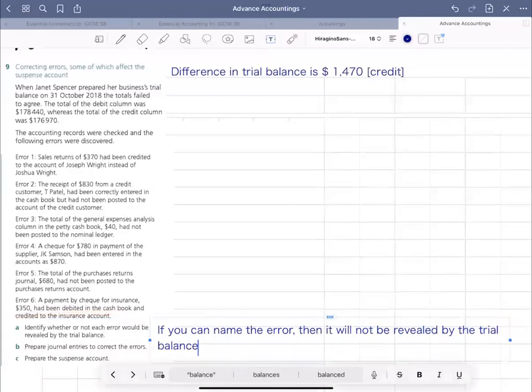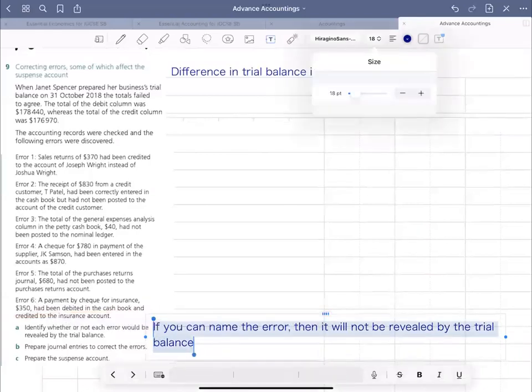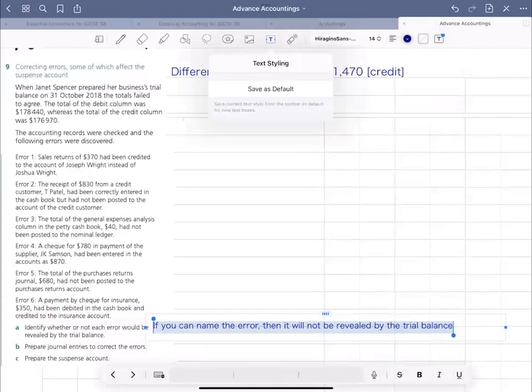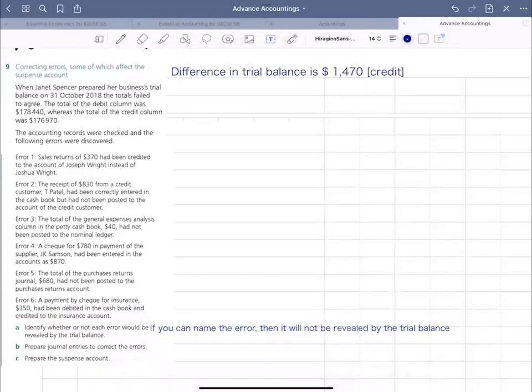Okay, so these are the key concepts that you must remember. If you name them, for example, error of commission, error of principal, error of complete reversal, error of original entries, all these errors with names. These are what I call errors with names. If you can name them, it means that they will not be detected by the trial balance. Okay, because this one will cause both sides to balance. So that's a thing here. So prepare journal entries to correct the errors. Okay, that one we can do. Prepare the suspense account. So let's look at the first error.